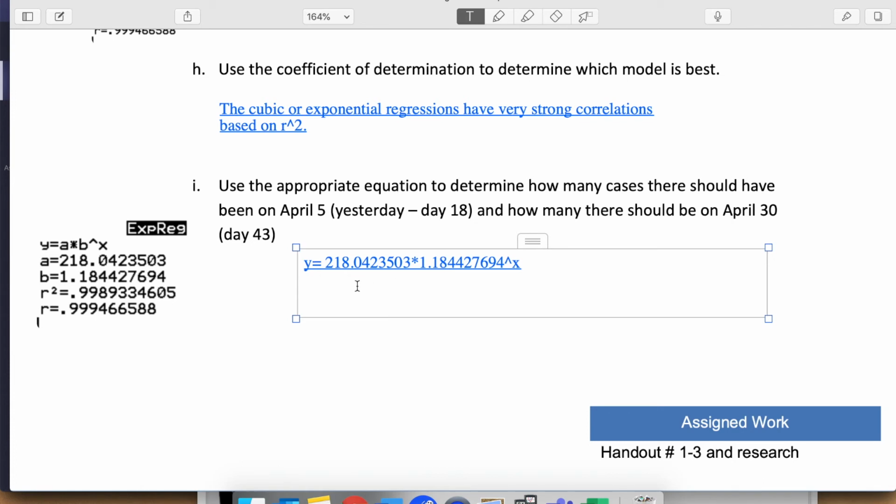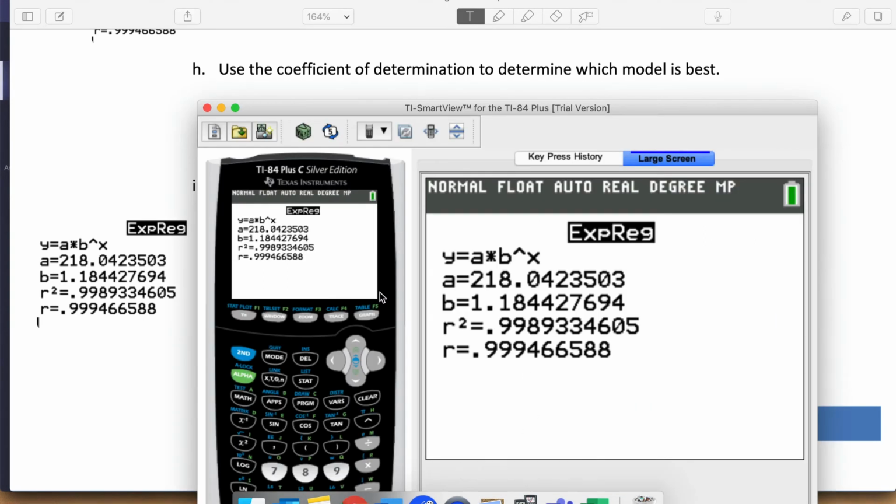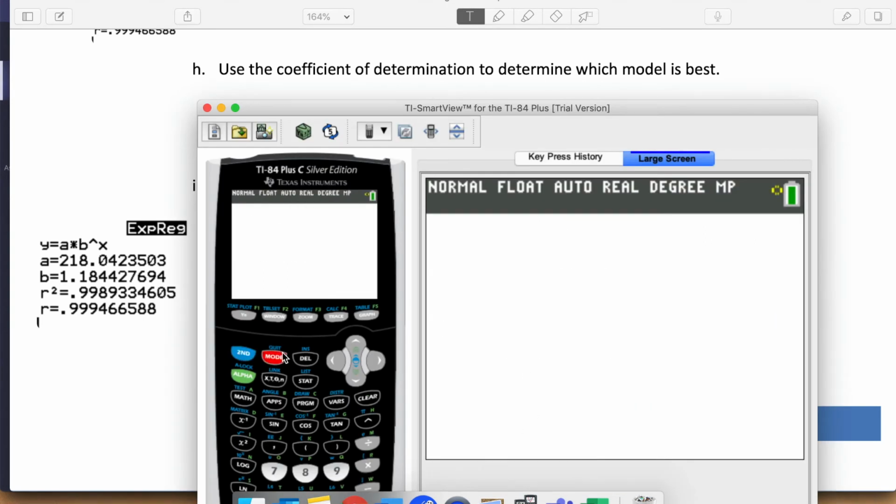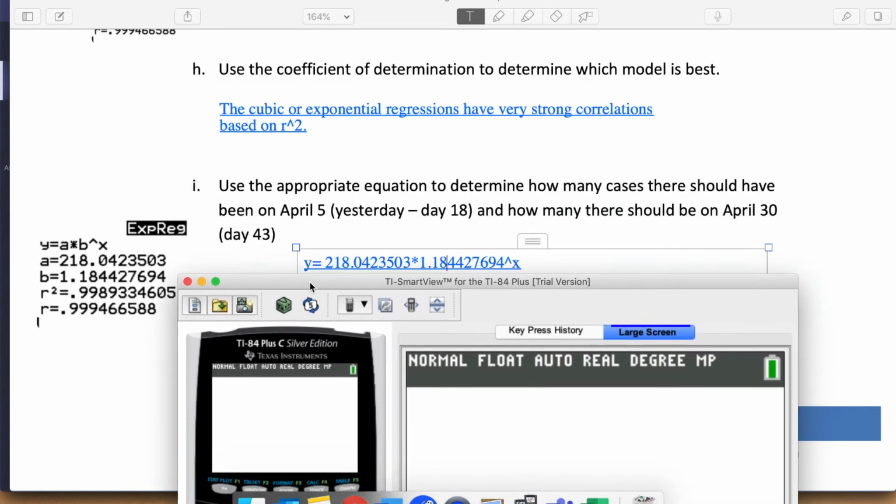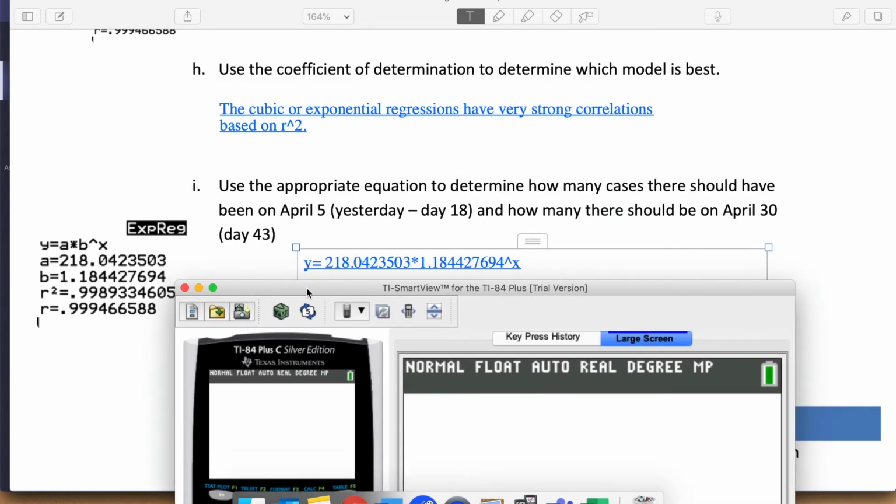So if we take this, I want to figure out how much it would be on day 18 and day 43. So if I get out of here, I'm going to type those in. I just need that equation. So y, so I got 218.